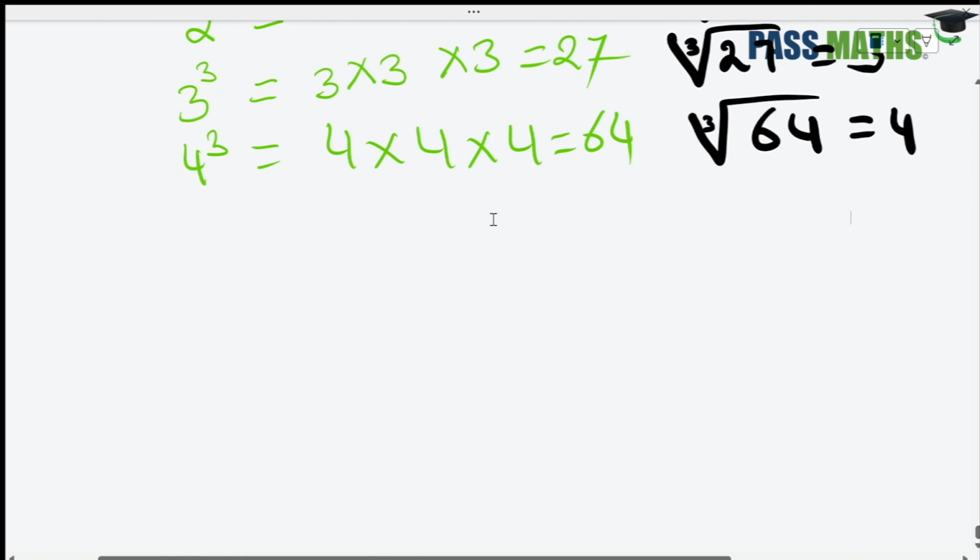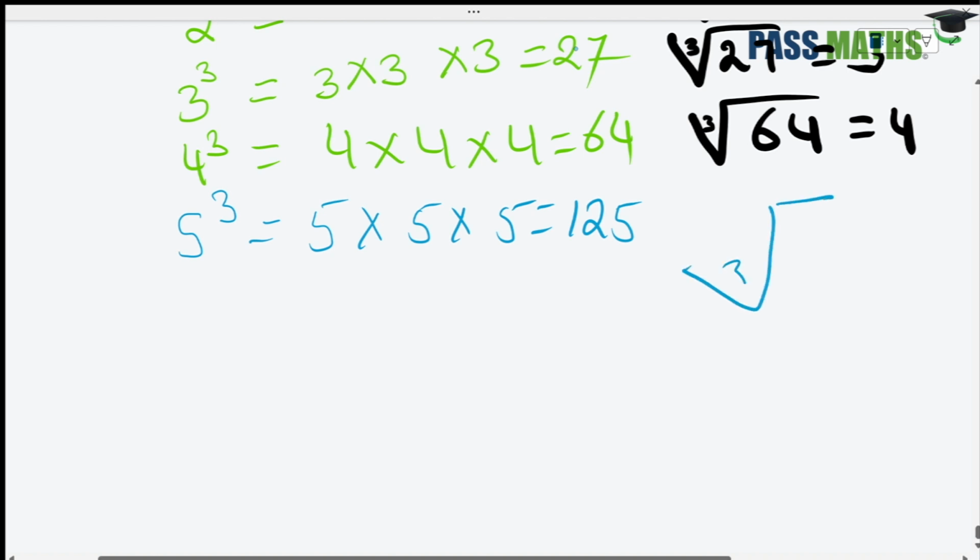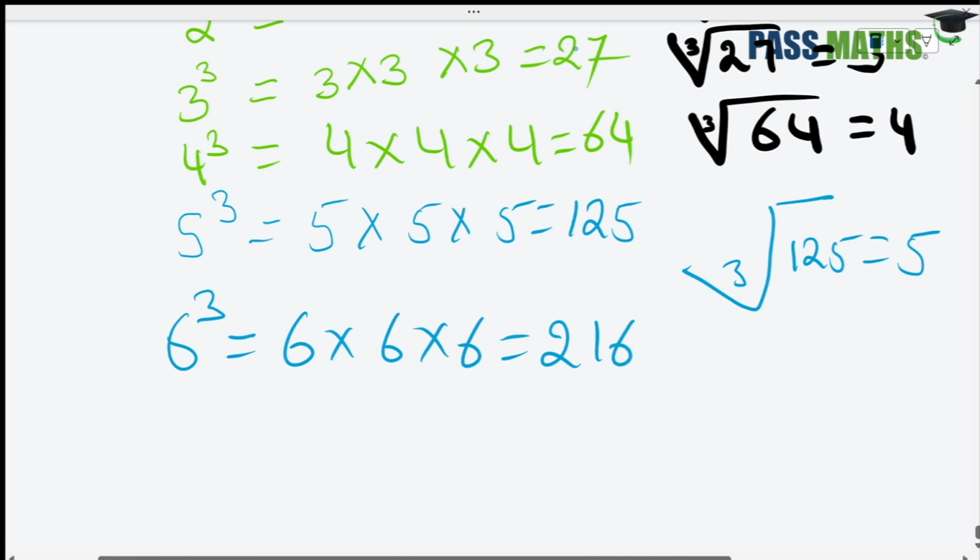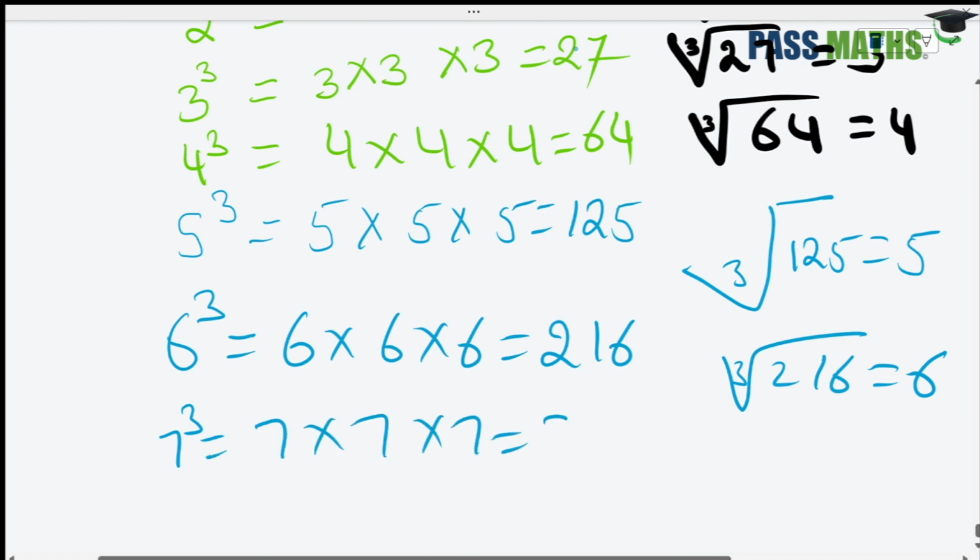Now 5 cubed. So 5 cube will be 5 times 5 times 5, which is 125, and then cube root of 125 will be 5, opposite. Then 6 cube, 6 times 6 times 6, which is 216. So 216 cube root will be 6. 7 cube, 7 times 7 times 7 is 343. So 343 cube root will be 7.